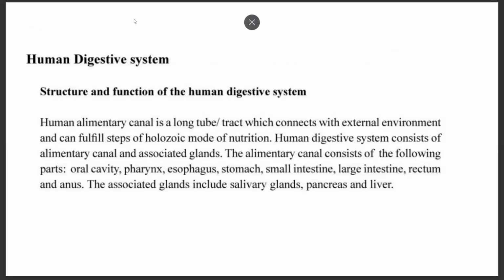Then human digestive system. Right? Before starting the human digestive system, I want you to write an account on feeding mechanisms of animals. Write down an account or a short essay. The topic is feeding mechanisms of animals. Quickly. Write down the answer and submit your answers, right?